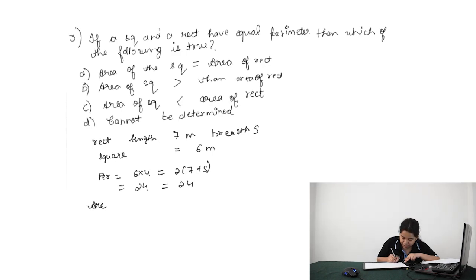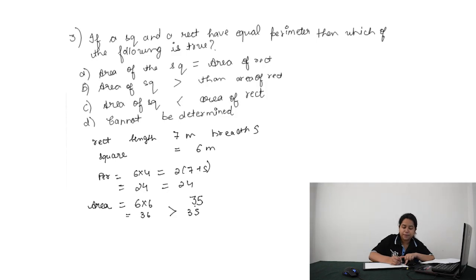Now quickly we can calculate the area. We already have the side, so it is 6 into 6 for the area of the square, and 7 into 5 for rectangle, which is 35. So you can see that it is 36 and this is 35. So here the area of square is greater than the area of the rectangle. Therefore, which option is true? Option number B. So these were the simple tips which we can aim at scoring good marks in aptitude of areas. That would be all. Thank you.